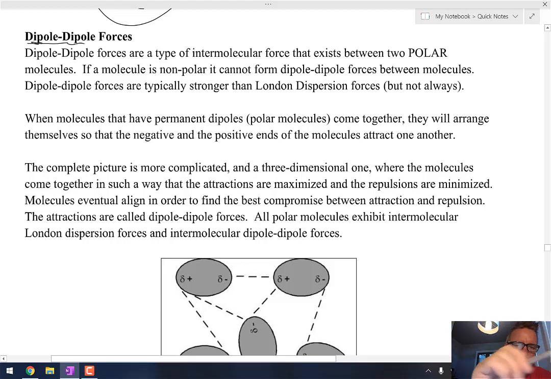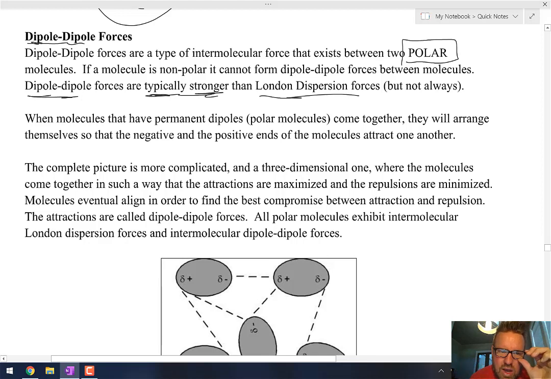Hopefully you remember that when you talk about a dipole, you're talking about a polar compound or a polar molecule. Let's review from yesterday. If a compound is polar, it has dipole-dipole intermolecular forces, and remember, it also still has London dispersion forces. Even when things are polar, you can still have those electrons more on one side than the other. So polar molecules have dipole-dipole intermolecular forces and London dispersion forces as well. And typically those are stronger than London dispersion forces, but again, not always.